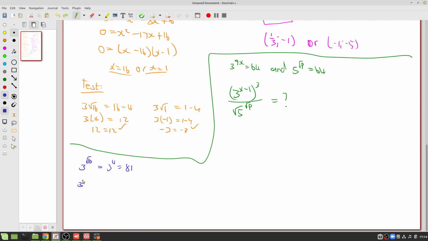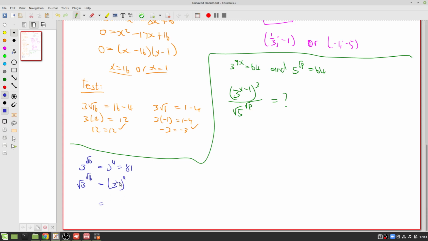Not 3, root 3. Okay, so root 3 to the power square root of 16. So we want to check this, right? That's analogous to 5 to the root p and root 5 to the root p. Let's work that. So square root of 3 we can rewrite as 3 to the power half, right, and that's all raised to the square root of 16. And the square root of 16 is 4.